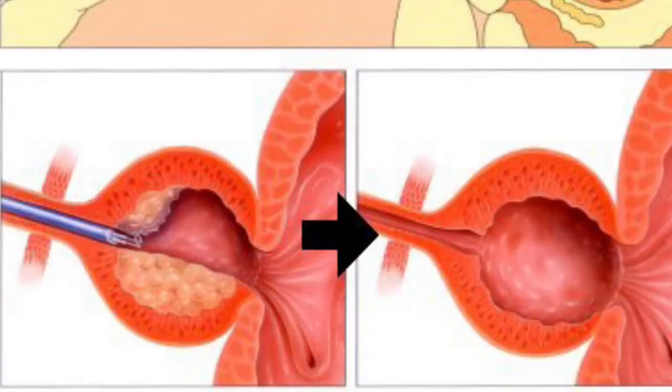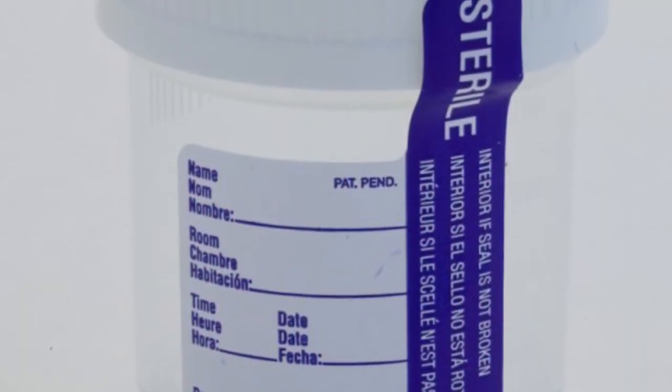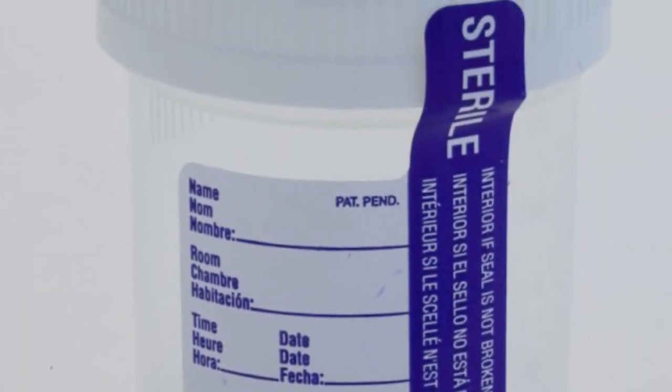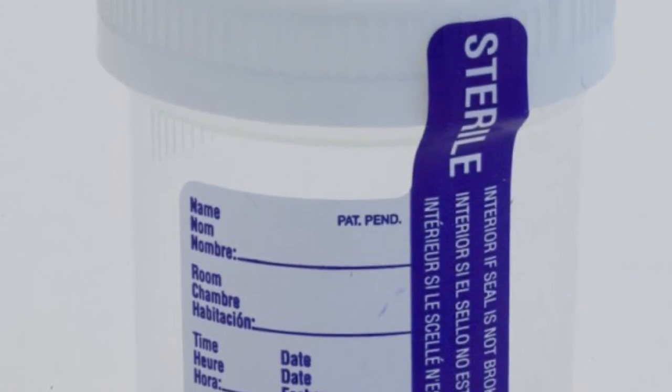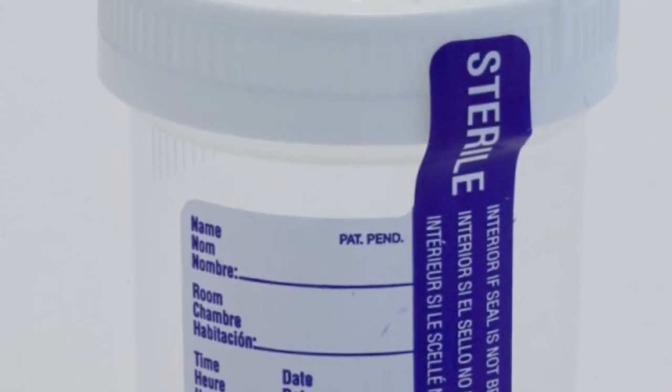Then, at the end, a 3-way Foley is inserted after the resection is complete and the bladder is fully irrigated. There is no dressing needed, and the specimen would be the pieces of tissue from the prostate. This would be considered a clean contaminated case.